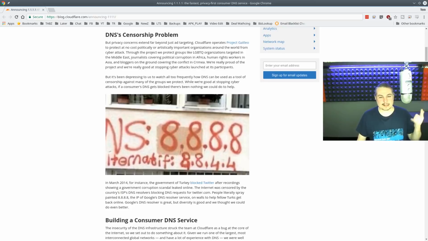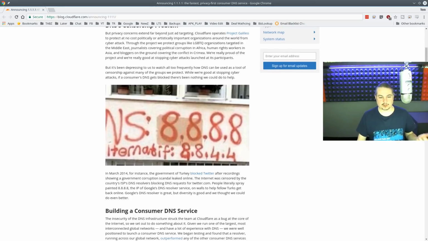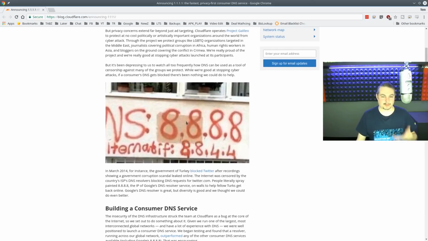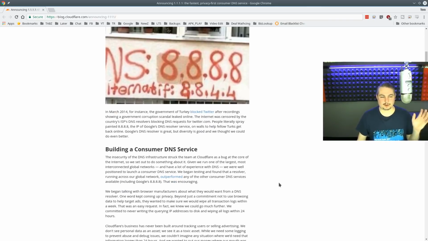But that being said, one of the problems is it passes in the clear, so your ISP can choose to block this. So they bring up Turkey, which had famously blocked just DNS in their country via their providers, so people would spray paint the 8.8, which is Google's DNS provider, so you could get to services that were blocked, such as Twitter. But this is 2018, that was 2014. In 2018, Turkey has already blocked Cloudflare's DNS, so much for that.